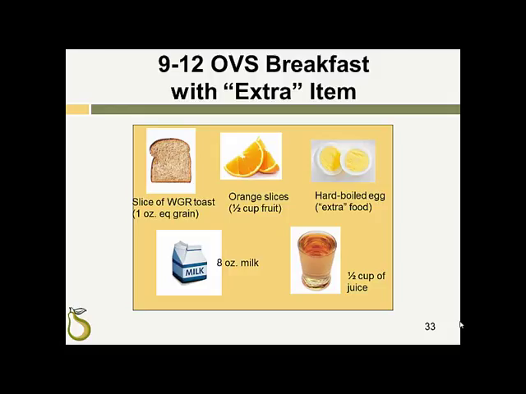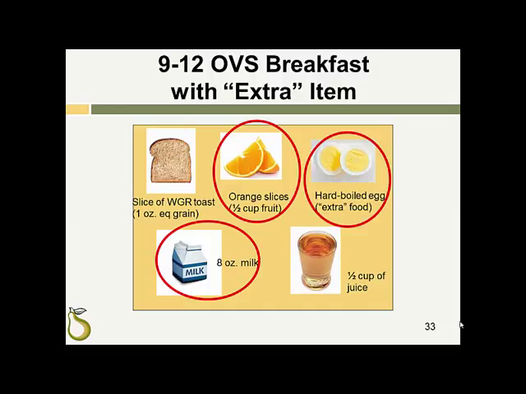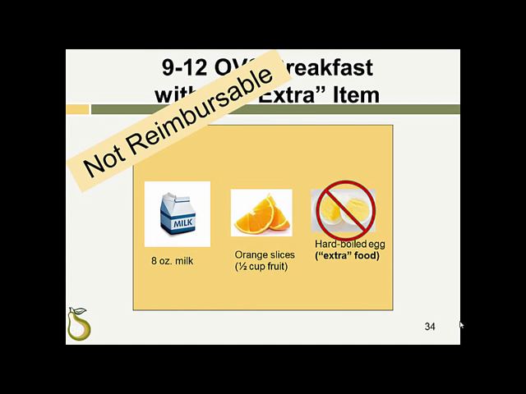In this example, the hard-boiled egg is being offered as an extra food. The student selected orange slices, 1/2 cup fruit, 8 ounces of milk, and hard-boiled egg. Is this meal reimbursable? In this example, the hard-boiled egg is being offered as an extra food and may not be credited toward the grain component. The egg, since it's an extra food, may not be counted as one of the 3 food items required for a reimbursable meal. The student must select 1 additional food item for this to count as a reimbursable meal.